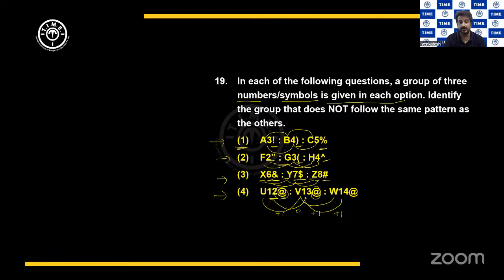At the rate, at the rate, at the rate. Everywhere you can see the different symbols. In all these options, you can see different symbols. But in this one, we have the same symbol. So that is the odd man out. This symbol is the odd man out. So the correct answer is choice 4.